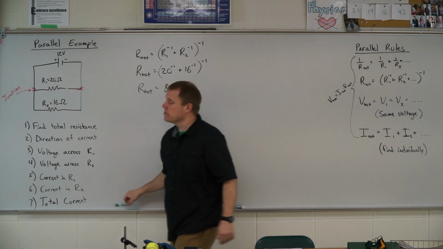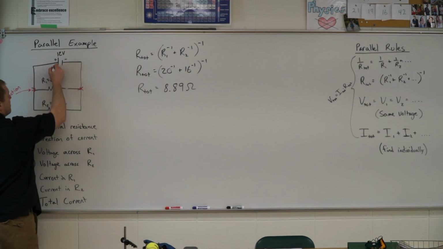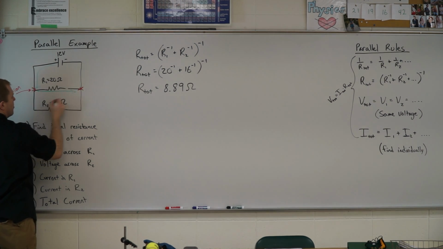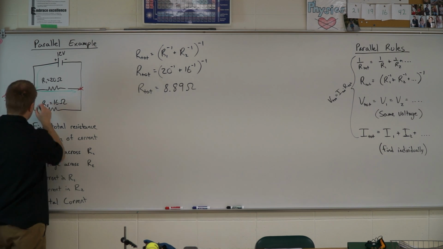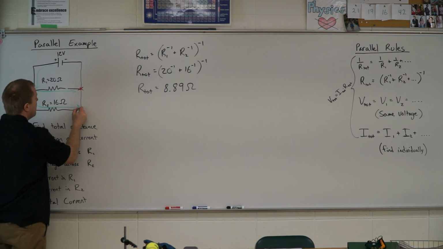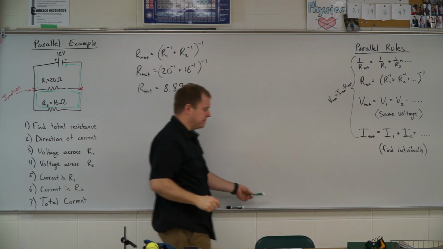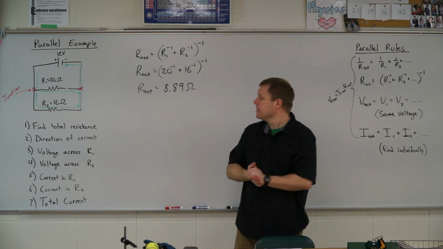Current always flows from the positive to the negative. So here I'm going to start at the positive, and it's going to come here, and it's going to split. Part of it's going to go through R1, the other part is going to go through R2, and then they are going to combine back up. So that is the direction of the current in each of those paths.